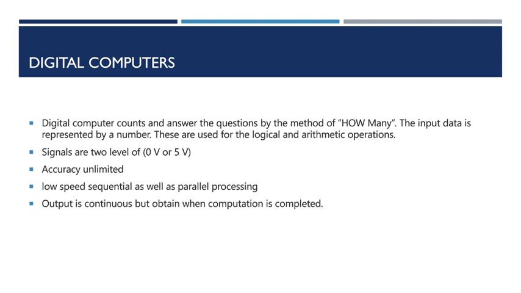And here the signals are two level, that is 0 and 5. Okay, so it is two level. There it was from 0 to 10. Here accuracy is unlimited. Now, low speed, sequential as well as parallel processing. So it has a very low speed and has parallel processing. So output here is obtained when computation is completed. It will not give you continuous output, but it will give you the output only when the computation is completed. So this is all about digital computers.